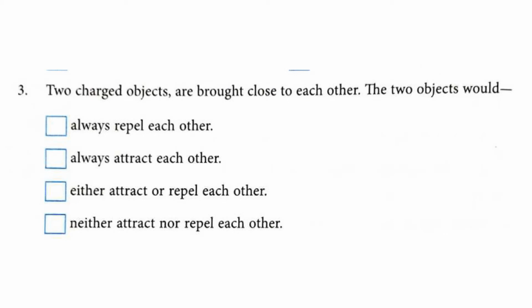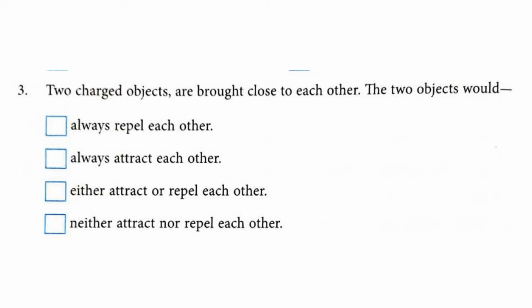Coming to the third one, two charged objects are brought close to each other. They are only saying charged objects. They did not say whether both have opposite charge or similar charge. So, always repel each other, wrong. Always attract each other, that is also wrong. Either attract or repel each other, that is correct.